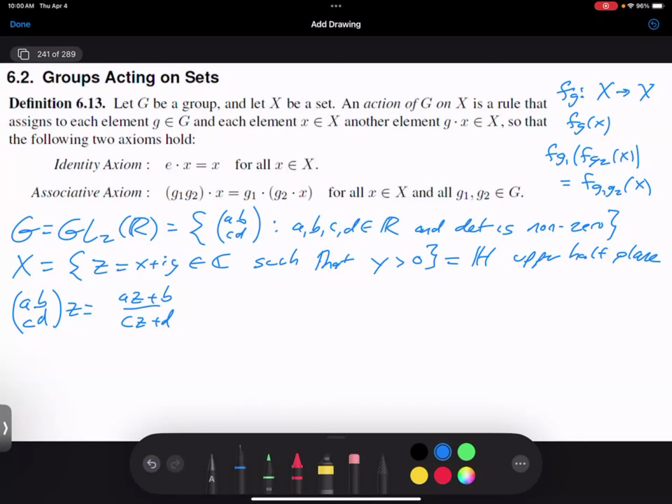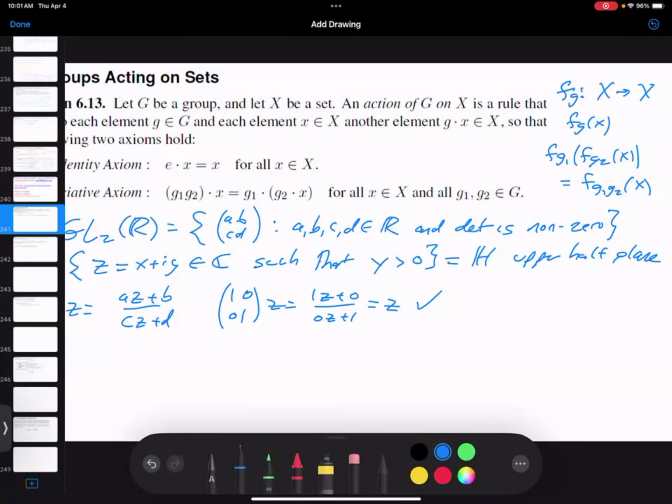Now we need to check and see, is this well defined? Well, if I take the identity, 1, 0, 0, 1 acting on z, it's going to be 1z plus 0 over 0z plus 1. That is z, yes. And I'll leave it to you to check the other property of associativity. Matrix multiplication will be very useful. And so you can check and you can see that this is going to be a group action on the set of numbers in the upper half plane, on these complex numbers.